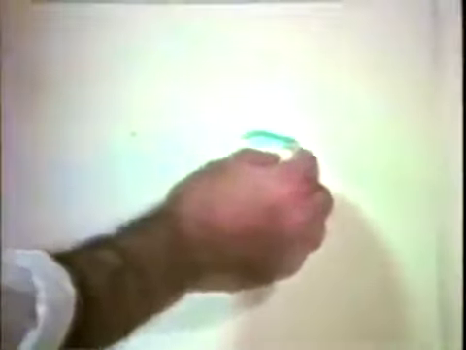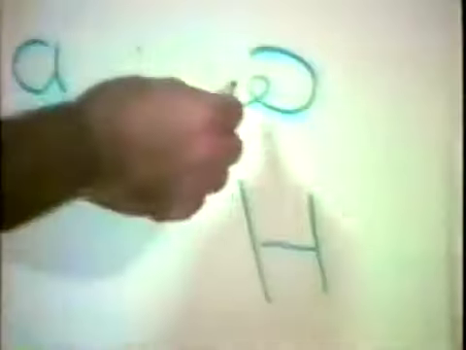The next letter is Noon. Looks like this with a dot, and the name of the letter is Noon. It's equivalent to the English N. The next letter is, you have to watch how I write this one. It looks like this. This is the letter Ha. It's equivalent to the English H.